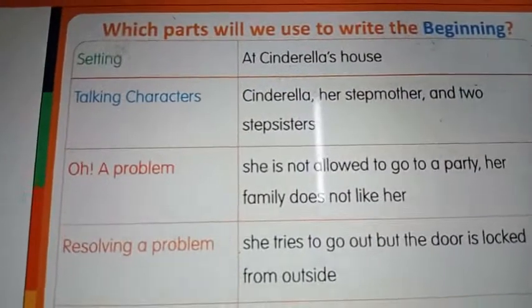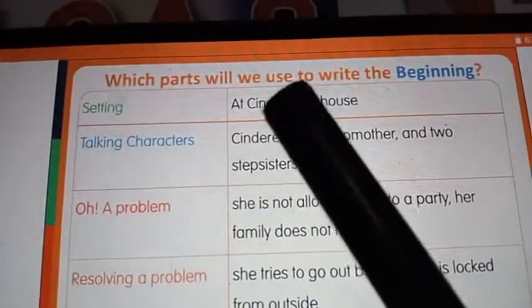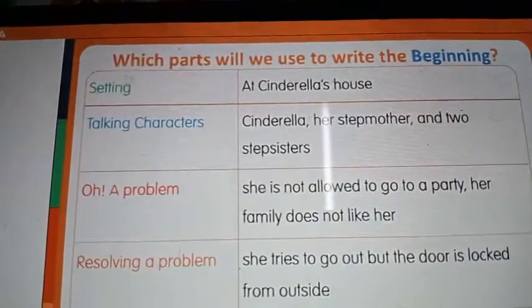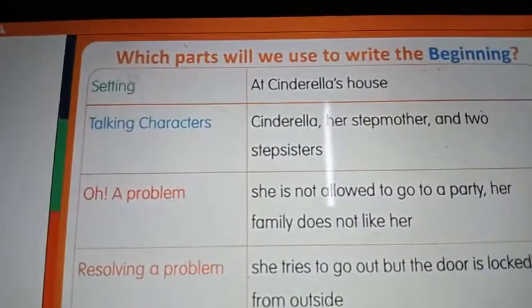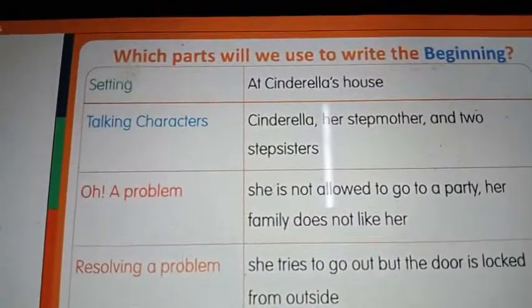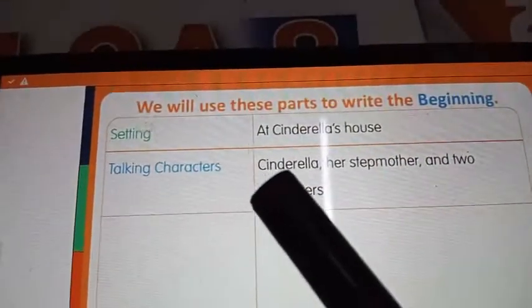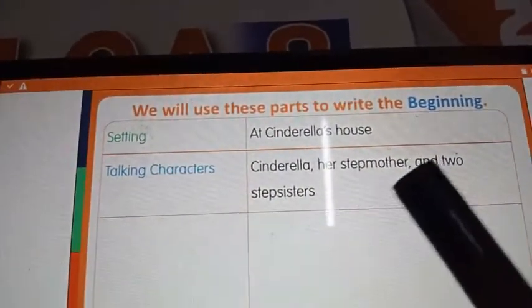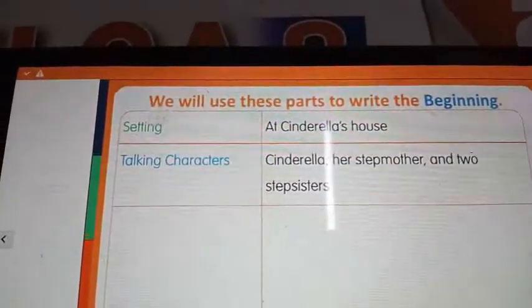So my dear children, you have to guess the answer. Which parts will we use to write the beginning? Yes. Settings and talking characters. We have to use these to write the beginning. See that. Yes, Cinderella's house. Cinderella, her stepmother and two stepsisters. These are all for the beginning.